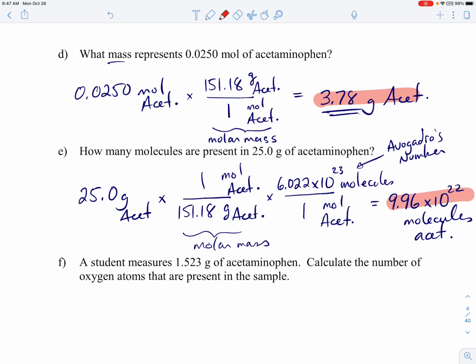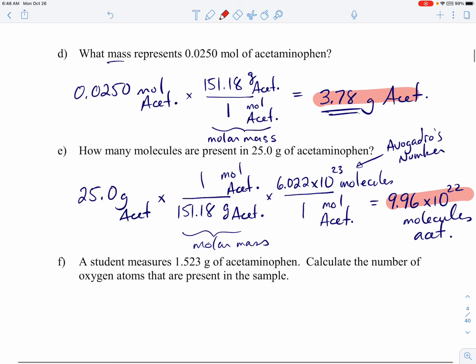Alright, so just think again about what we did here. To find the molecules of acetaminophen, we first needed the moles of acetaminophen, because then we could use the fact that 1 mole has Avogadro's number of molecules. To get the moles of acetaminophen from the mass, we used the molar mass. So we did that using 2 unit multipliers.